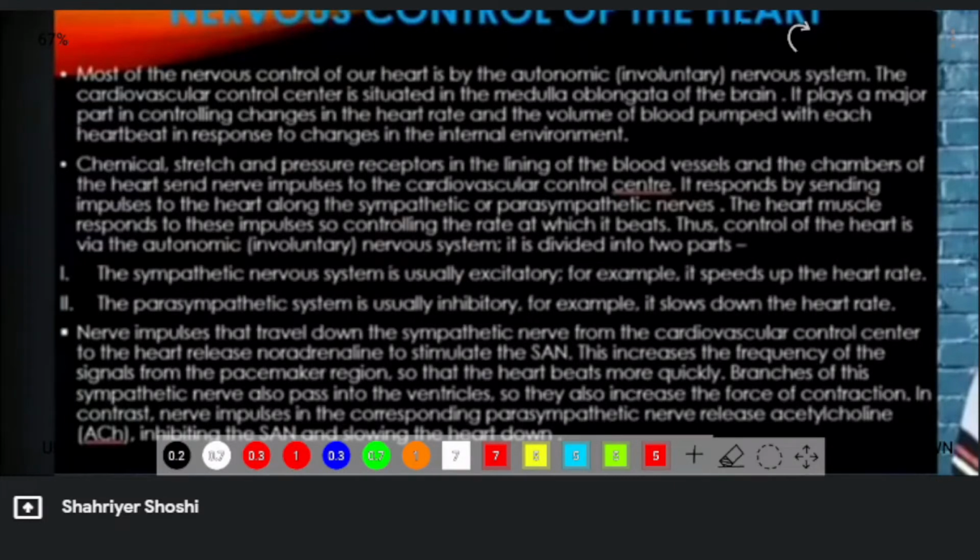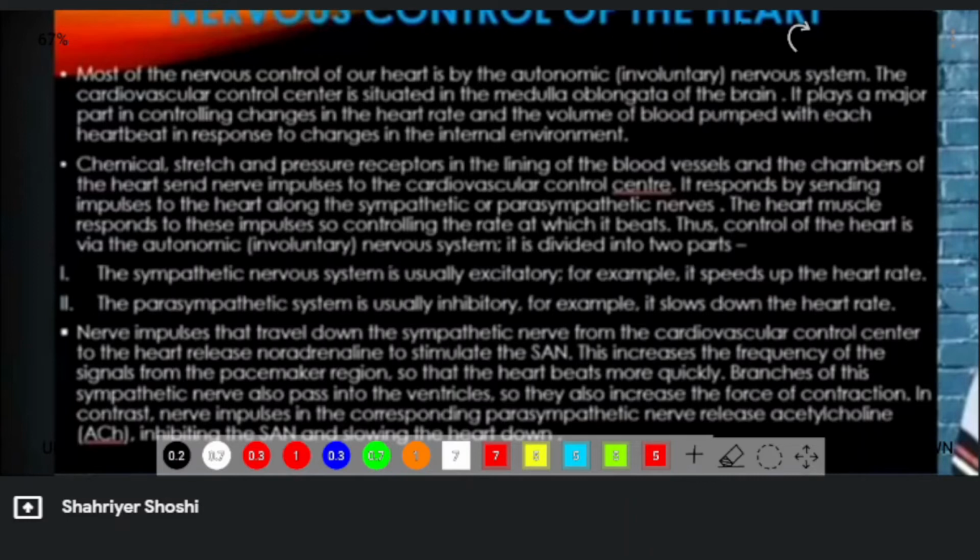The nerve impulses that travel down the sympathetic nerve from the cardiovascular center to the heart release noradrenaline to stimulate the SAN. Now, noradrenaline, don't confuse this with adrenaline. These are two different but quite similar hormones. Noradrenaline is stimulating the SAN. This increases the frequency of the signal that the pacemaker region sends, so that the heart beats more quickly.